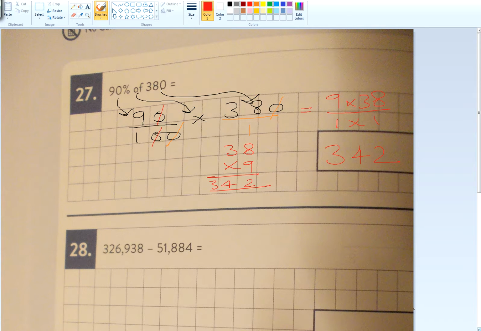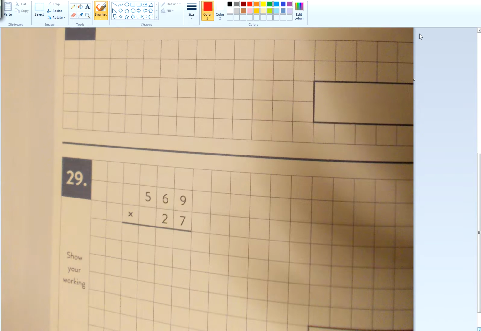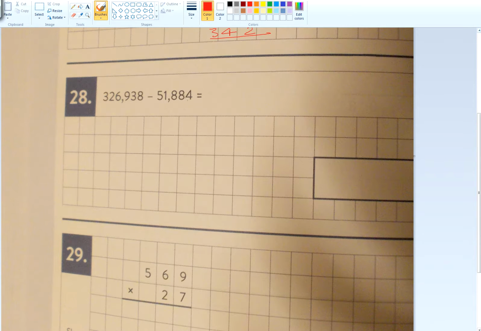Now let's move on to the next question. I think it's gone too high. Okay, we got nice big numbers here now. Try to keep them in the boxes, please, folks. In the boxes there for a reason. So then we got 51,884. It's just a really big takeaway question, isn't it? Okay, who got number 28 right? That's good.